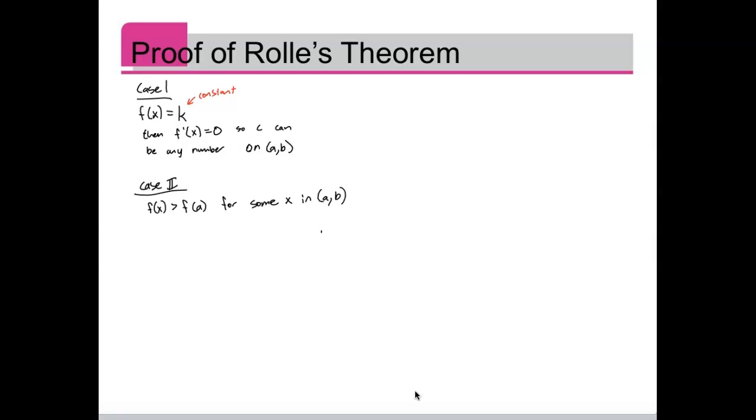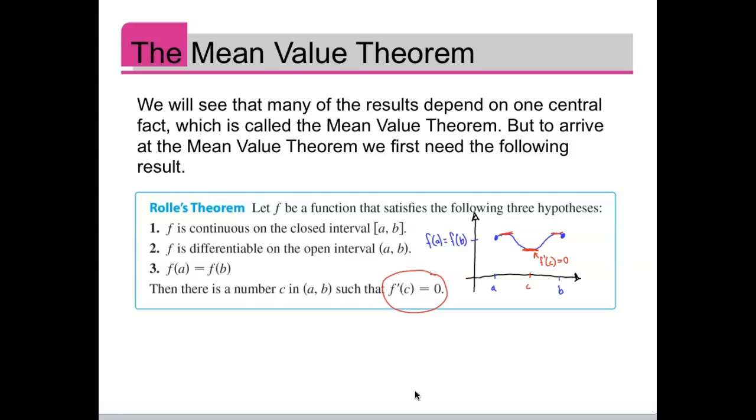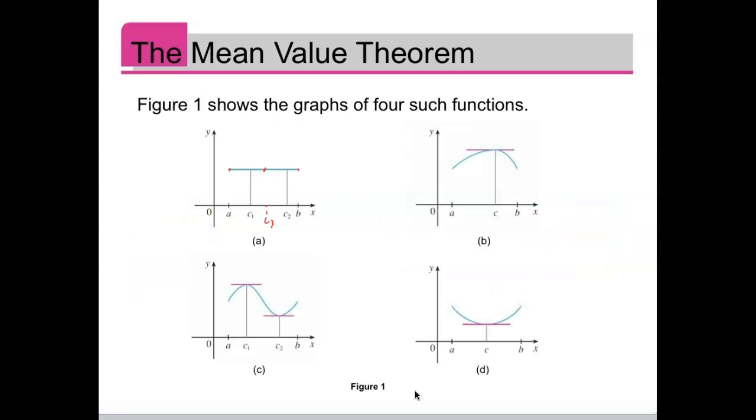Case 2 will look at if your function is larger than its endpoint for some x in (a, b). All that means is that at some point, so here's a, here's f of a. We already know that f of a and f of b have to be equal to each other. So what I'm saying is that at some point, my function goes above those endpoints. And I'm still assuming that it satisfies the first two hypotheses, which are it has to be continuous and it has to be differentiable. So no gaps and no sharp corners.